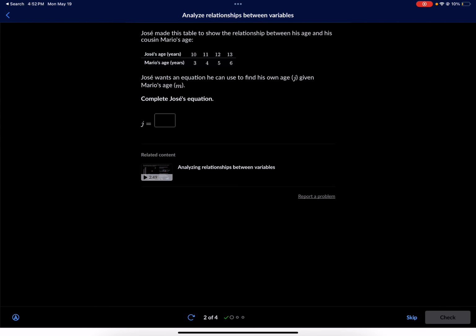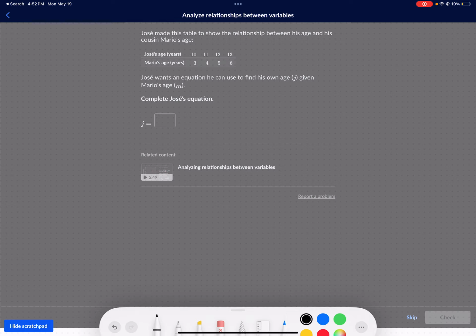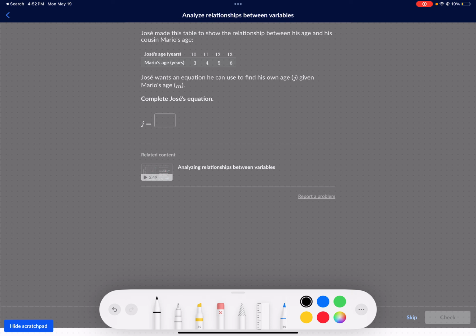Okay, Jose made this table to show the relationship between his age and his cousin Mario's age. So we have ages again. So do we have a proportion? J, so we want J. How about we plug in a value for 10? So let's see what we have here.